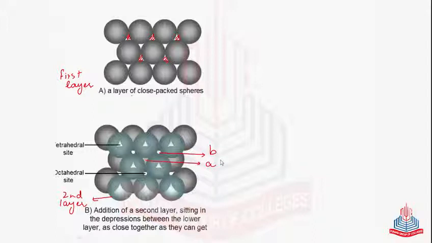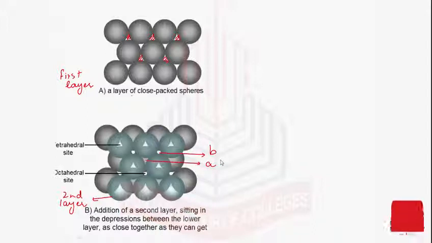जो नई depressions create हुई हैं, इनको हमने A से mark किया है. These new depressions are created by the second layer. Through the depression A, we cannot see the ground, but what we can see? These are the balls of the first layer.